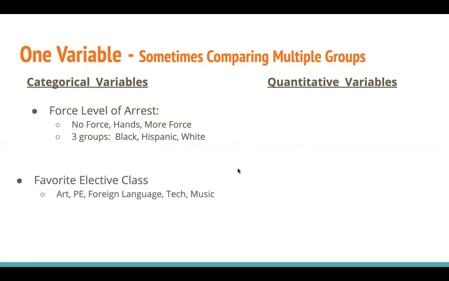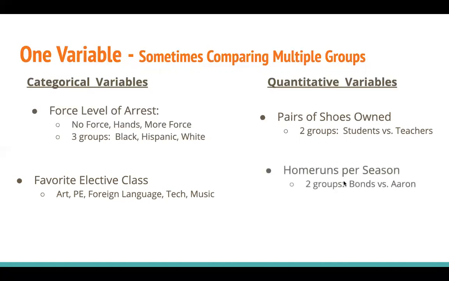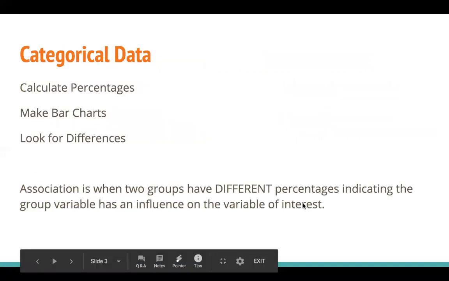We looked at some quantitative variables, some examples we used. We collected data in the class on pairs of shoes owned. We did compare two different groups. There was data from students and then teachers, and we compared. Remember that Ms. Banks had the most with a close second with Dolan, and the teachers tended to own more shoes. We also looked at home runs per season. We compared two groups, Barry Bonds versus Hank Aaron.